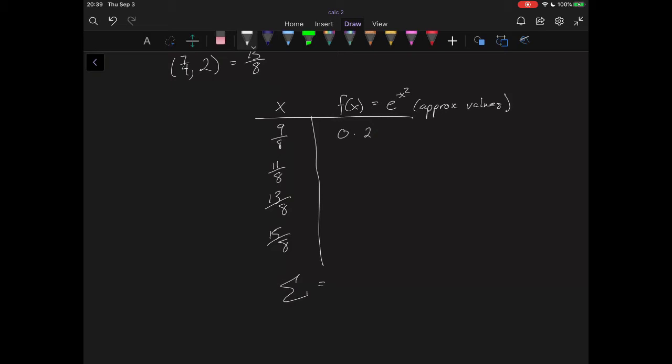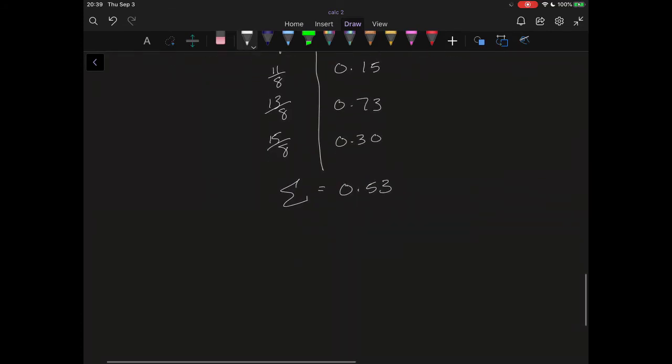So quickly plugging these in, we get 0.28 approximately to the nearest hundredths. We get 0.15, 0.73, and 0.30. And when we add all of these up, we get 0.53.